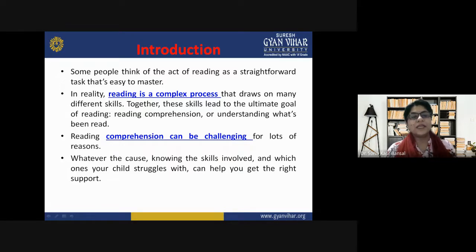So we have to understand that reading has to be taken with utmost care, because it involves reading comprehension also. What you read must be understood thoroughly. If you're reading just for the sake of reading and you are not understanding what is written on the pages, it will be useless. Comprehension can be very challenging when we read something, and there can be a lot of reasons for that. But whatever the cause, knowing the skills involved and which one your student or child struggles with, you can help your students in the right way. So that's why reading must be done very carefully and must be taught very carefully by the teachers to the students.